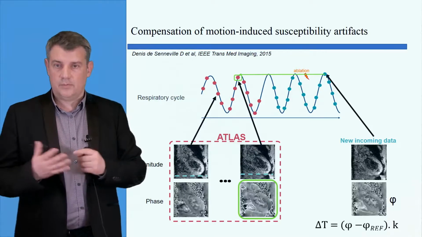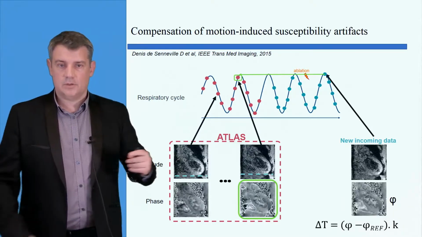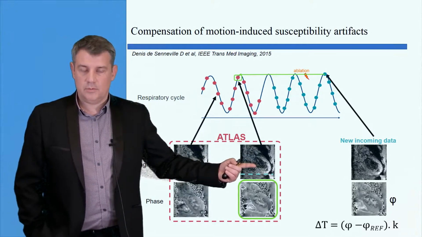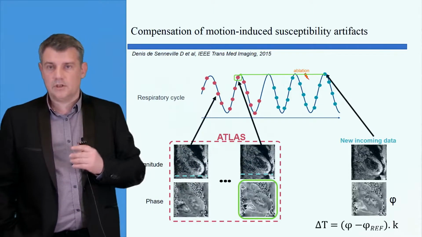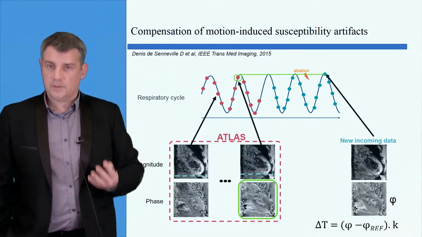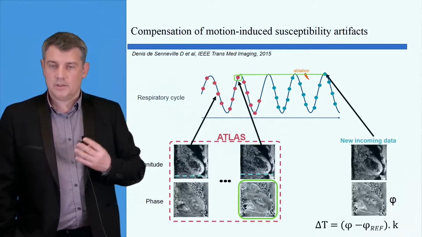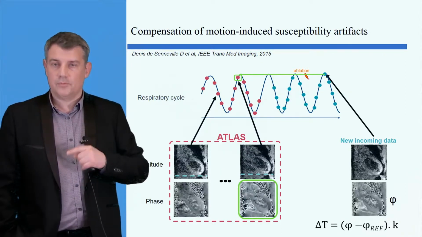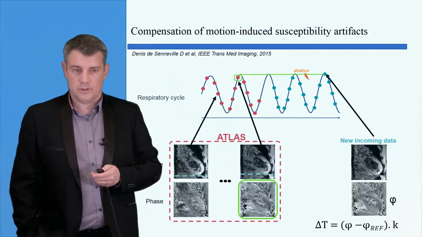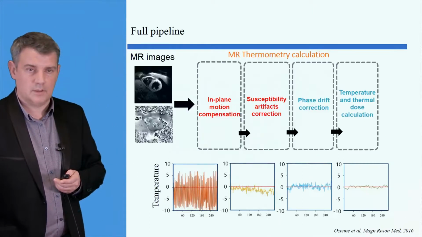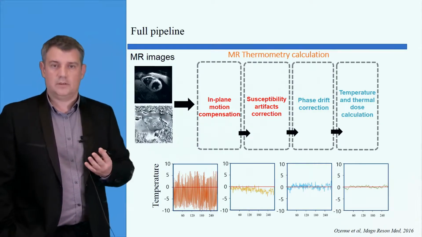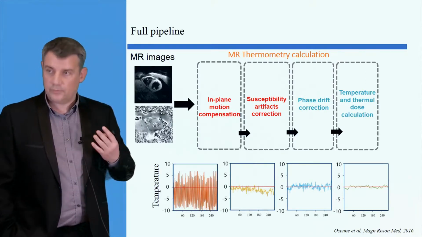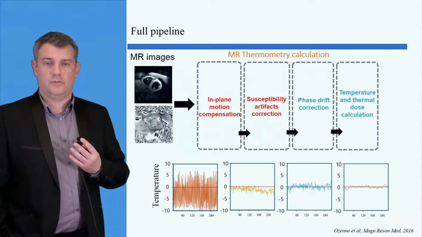And since from this atlas you can also register the magnitude images on a reference position, you can register this apparent temperature change on the same position, and then using this technique you can retrieve the full temperature change at the same position. So in other words, you need to have not only a fast acquisition method, but you need to have a lot of data processing performed in real time.